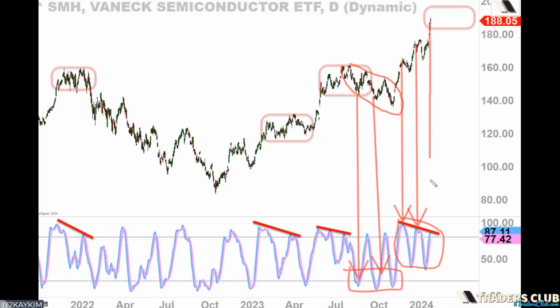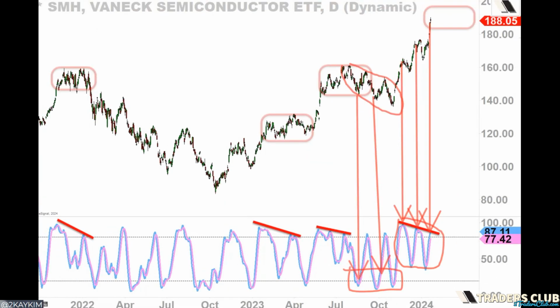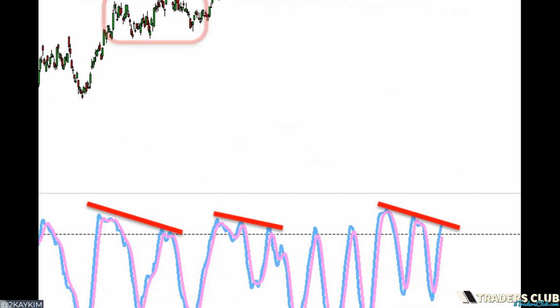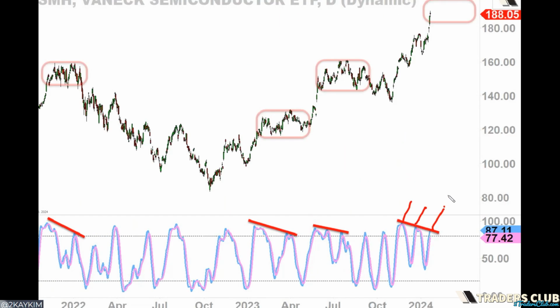You see that? All right, so we have this 3-peak bearish divergence. Definitely, we can see that right there. We have lower highs here. We got the high on the oscillator, lower high, and then we're just right on it. We're just right on that oscillator resistance right now, as you can see, here, here, and here.